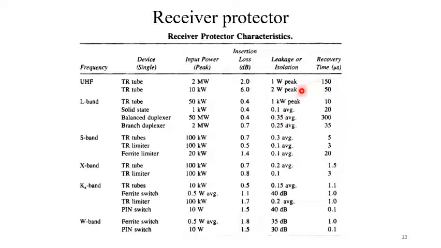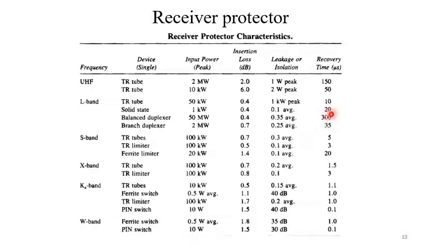So I was talking of this table. Here we have the frequency, increasing frequency: UHF, L band, S band. Now we have different power levels, and corresponding insertion loss, isolation, and the recovery time. So if we consider a balanced duplexer at L band, recovery time is almost 300 microseconds.